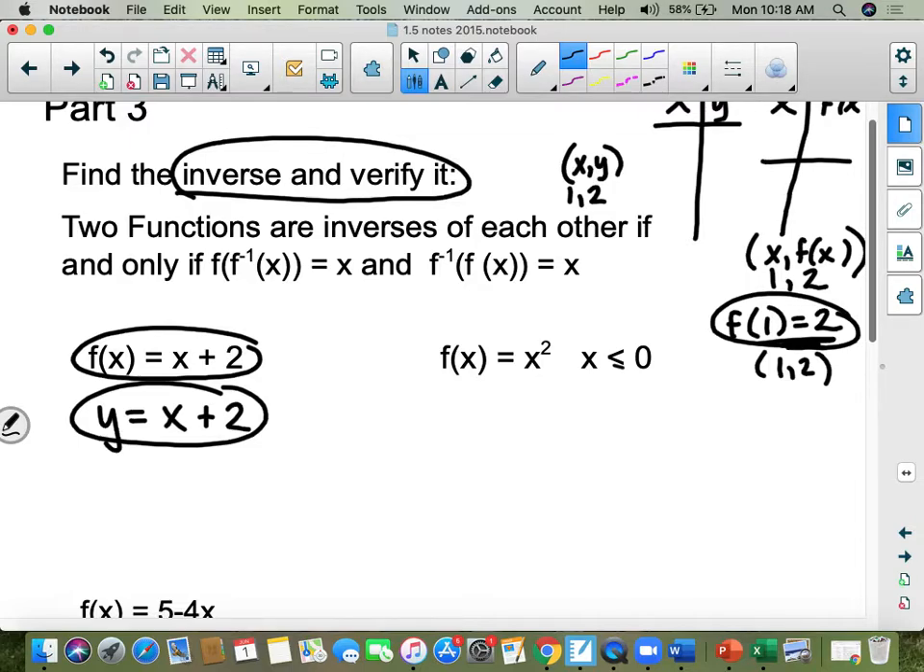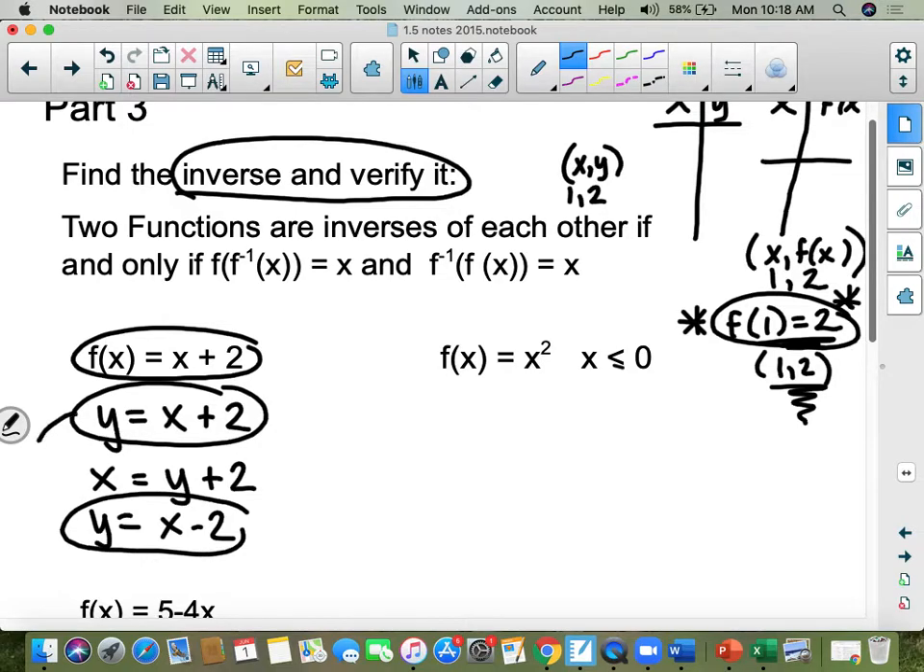f of 1 equals 2. A lot of times in calculus they do not write it like 1, 2. They'll write it as f of 1 equals 2. Do not forget this. This is huge in calculus. So how do you find the inverse of this function? You interchange the x's and the y's. If you remember this from algebra or college algebra, subtract 2, y is equal to x minus 2.